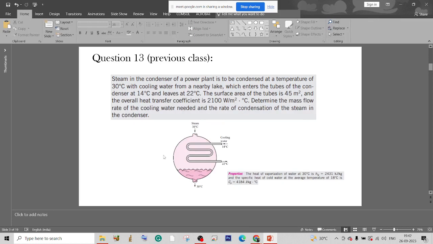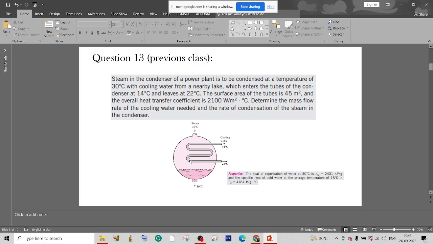So this is also a previous class question. Steam is passed through a condenser of a power plant and is to be condensed at a temperature of 30 degrees Celsius with cooling water from a nearby lake. The cooling water is entering at 14 degrees Celsius and leaving at 22 degrees Celsius. The surface area of the tube is 45 meter square, and the overall heat transfer coefficient is given as 2100 watt per meter square degree Celsius. Determine the mass flow rate of the cooling water needed and the rate of condensation of steam in the condenser. This is very easy, and properties are also given here.